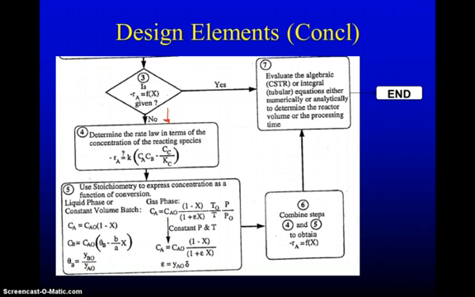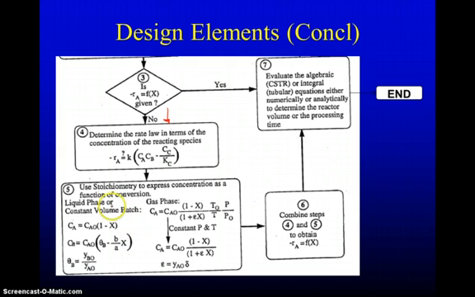Now, if you were really starting from scratch and you were working with a new system where you didn't know anything about it, you may have to do experiments to determine the rate law. You may be given information in a problem, maybe about a different type of reactor, a different type of experiment, and you can use that in order to determine what the rate law should be. Once you have that, you need to determine concentration expressions as a function of conversion.